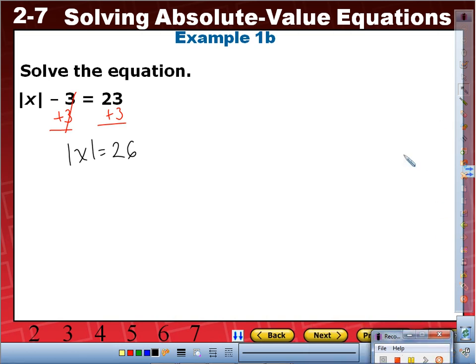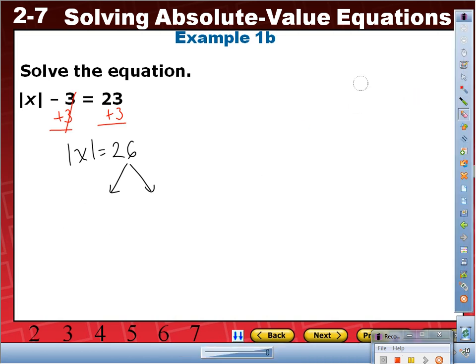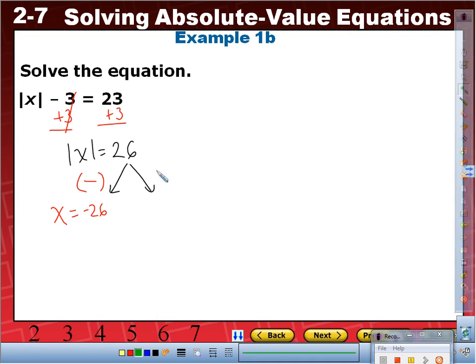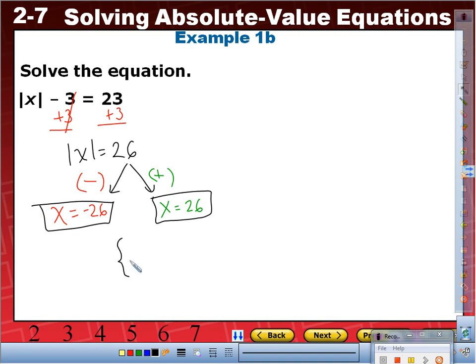So from here, who did this? Arrow, arrow, positive. Oh, my bad. No, this is what? Negative. This is my negative. I did that on purpose to see if you were paying attention. x equals minus 26. And for this side, it's a positive. Therefore, it's x equals 26. I box my answers like so, and I write my solution set, which is negative 26 and 26.